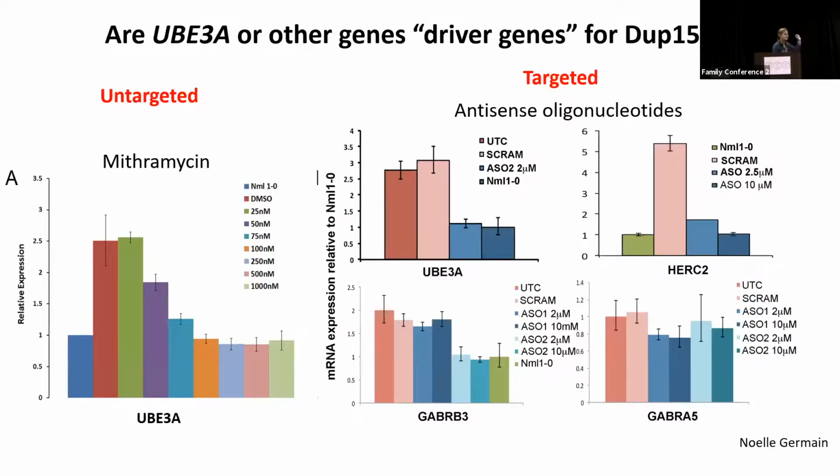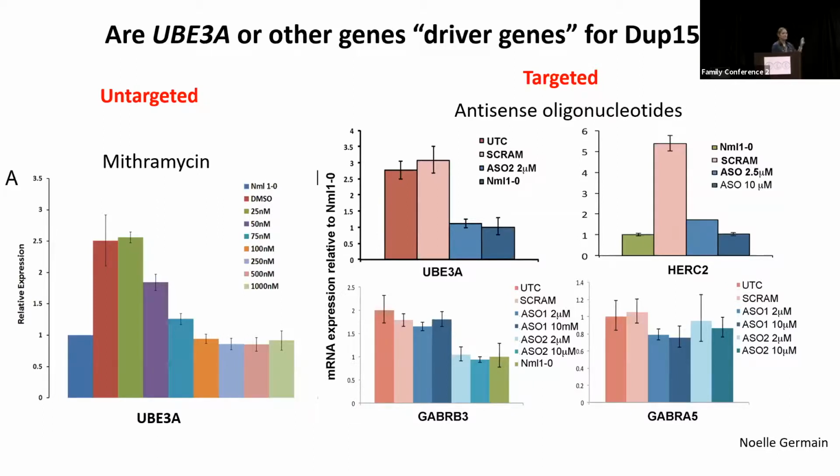Oh, and I need to mention one other set of tools we have, other driver genes. So we have to make the tools to do this. My lab has also designed antisense oligos. We've designed ASOs against UBE3A and found ASOs that reduce it to normal levels. We know the dose that is needed to reduce it to typical levels. We found ASOs that can reduce HERC2 to typical levels and GABA beta 3. We still can't find one for GABA alpha 5. For whatever reason it's a little bit intractable to reduce.